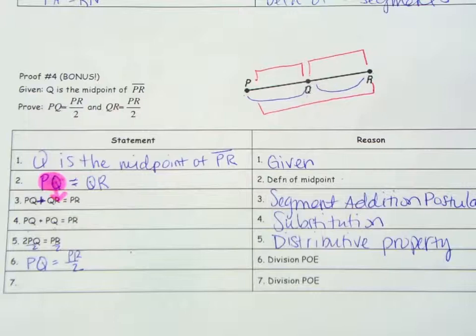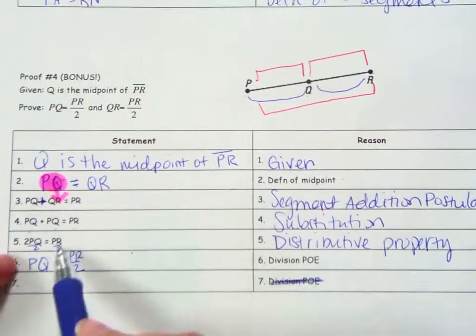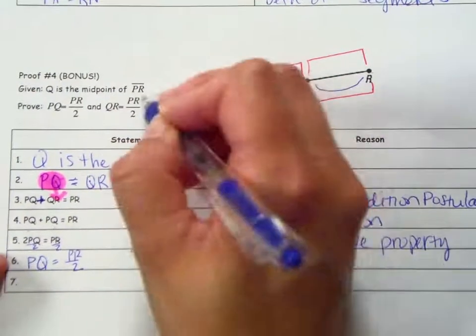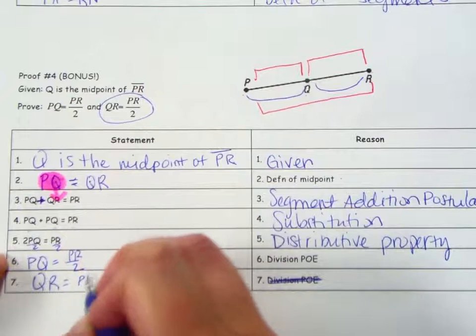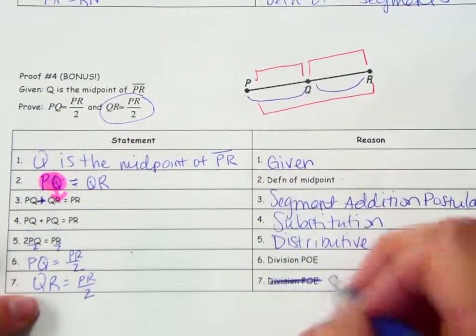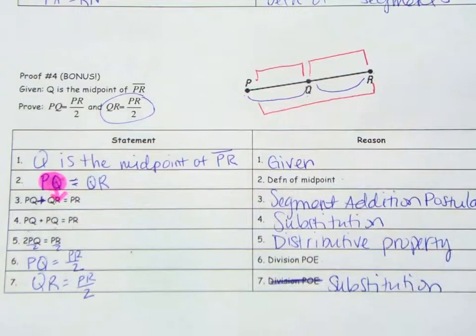And then I would disagree with this last one. I agree with that being division, but if I want QR equal to PR over 2, and I know that PQ and QR are the same, I would say that's substitution. So I disagree with that a little bit.